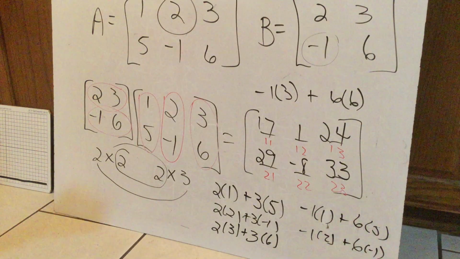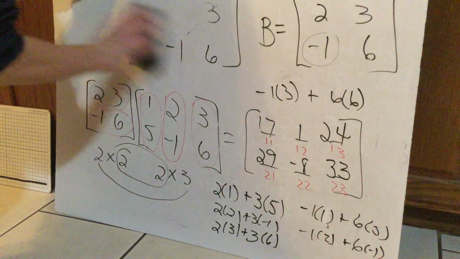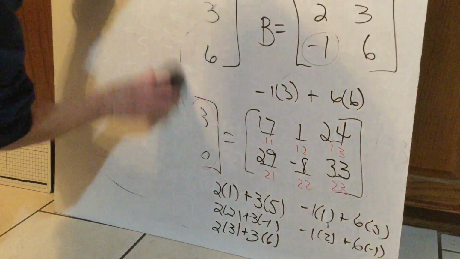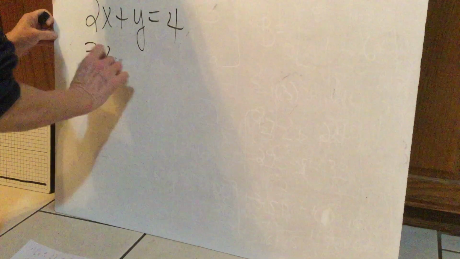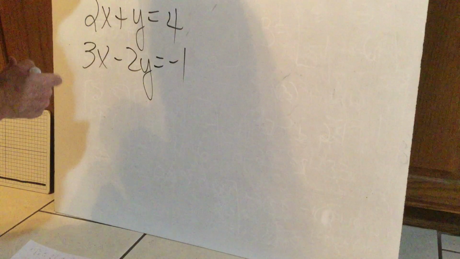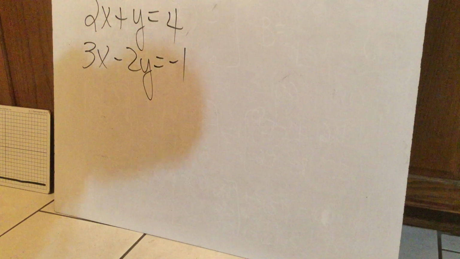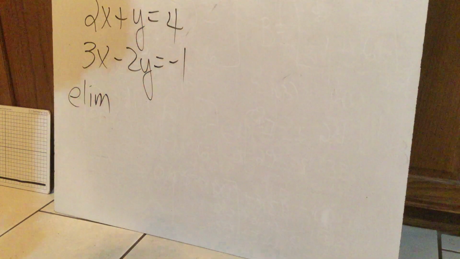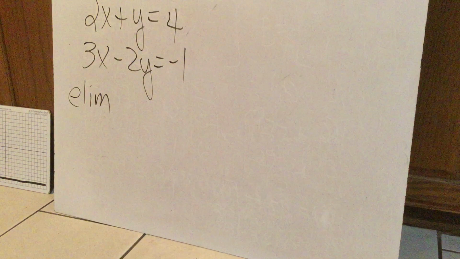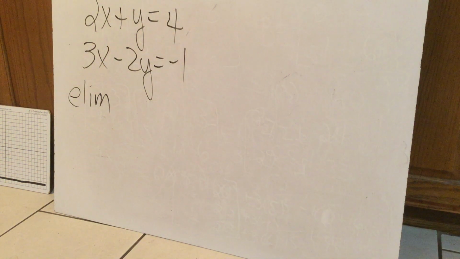Okay, so that's multiplication. One more review problem. And we're going to do the same problem twice using two different methods. So, we should look at this system of equations. 2x plus y equals 4, and 3x minus 2y equals negative 1. Now, I want you to solve this system using elimination. Okay? Review. We are reviewing. We're going to solve this system using elimination.